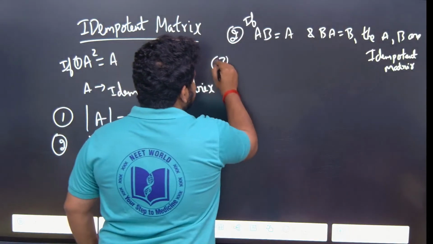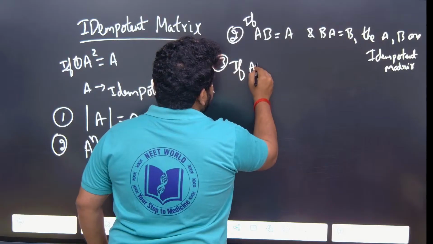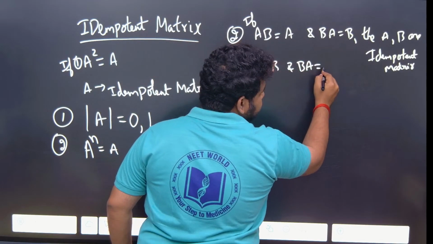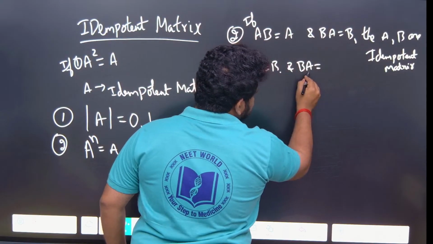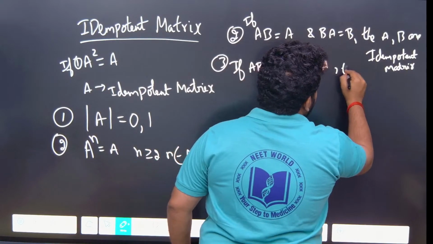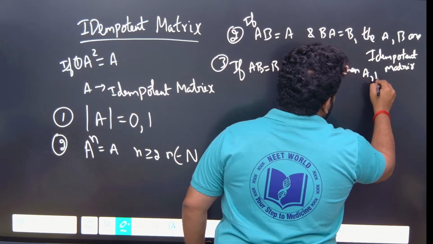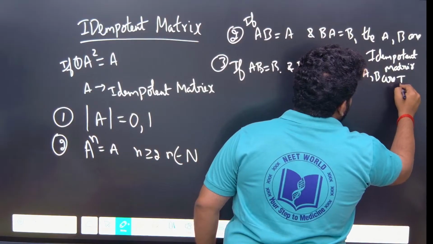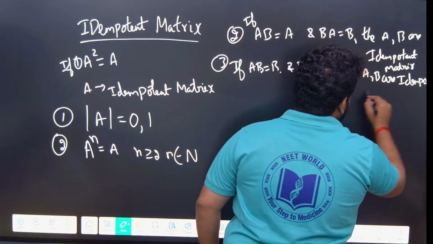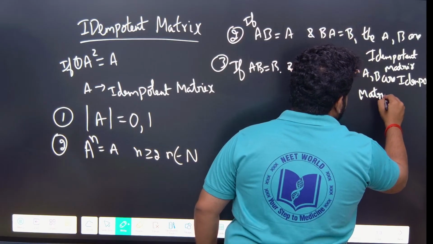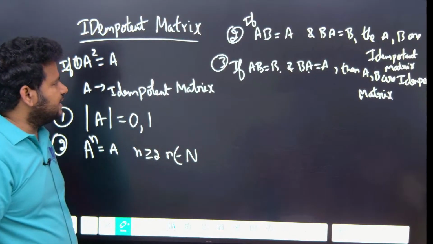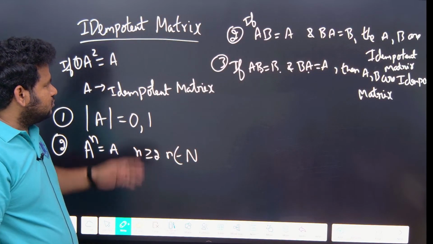Similarly, if AB is equal to B and BA is equal to A, then also A and B are idempotent matrices. Clear? Understood? So, first three conditions are there.